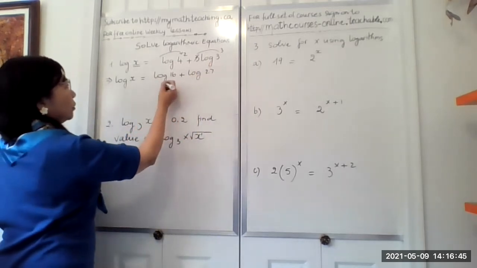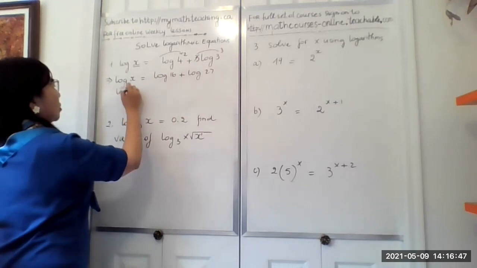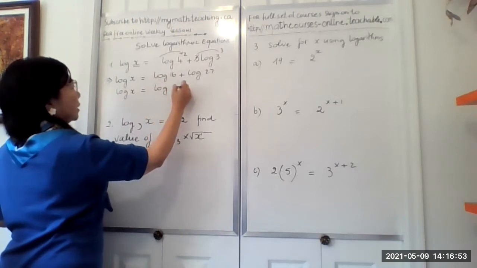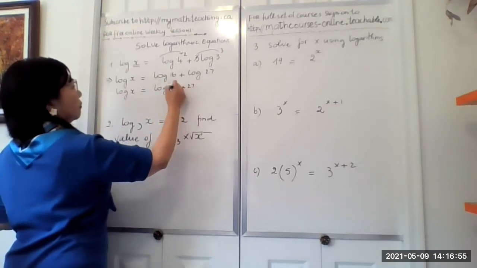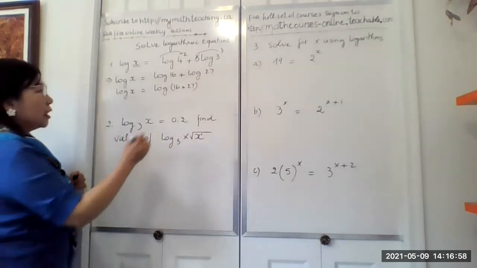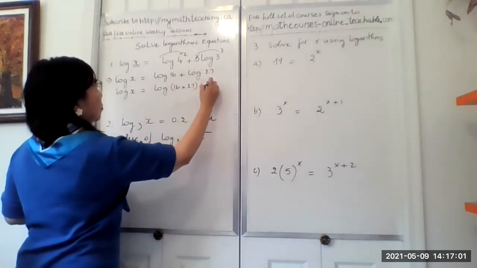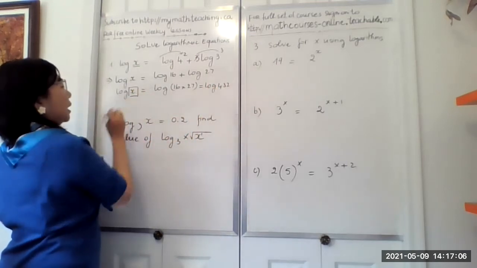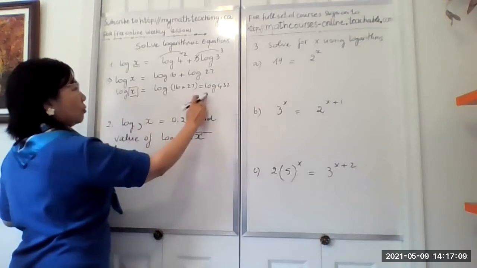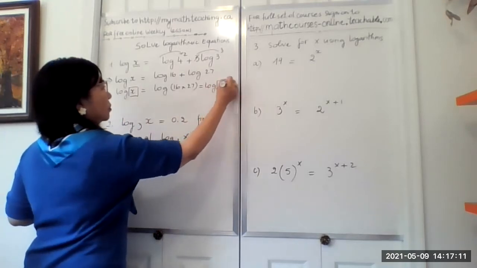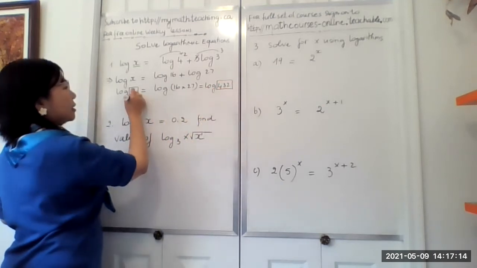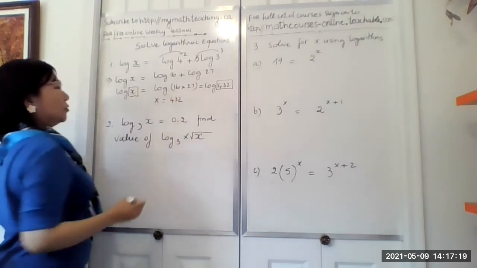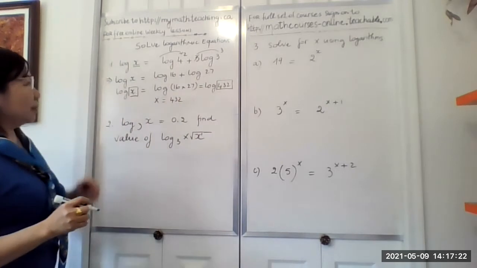So now I'm going to join 2 logs into 1 log. On the left, I still have log of x equals log of 16 multiplied with 27, and 16 times 27 equals log 432. So now I can pair the x here: log of x equals log of 432. I know that x has to be equal to this, so x will be equal to 432. That is the answer for number 1.